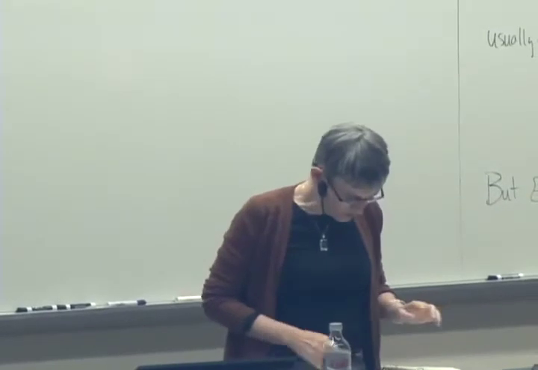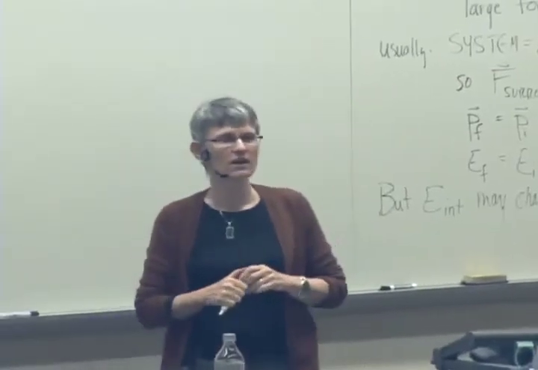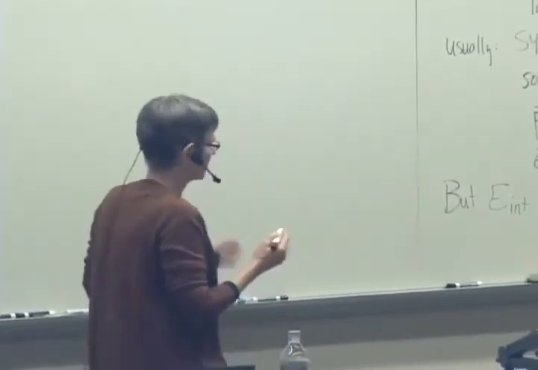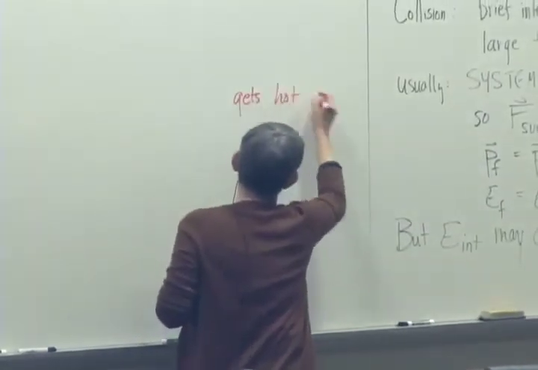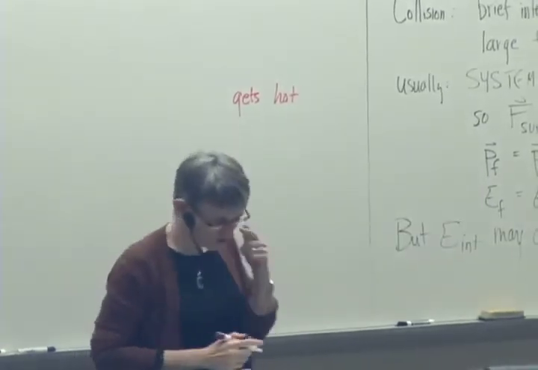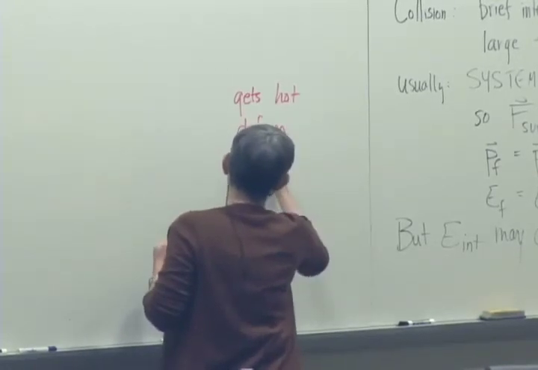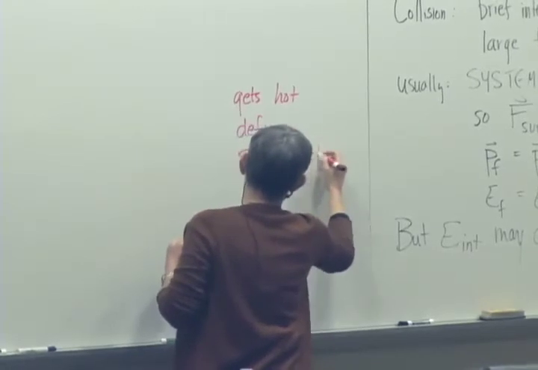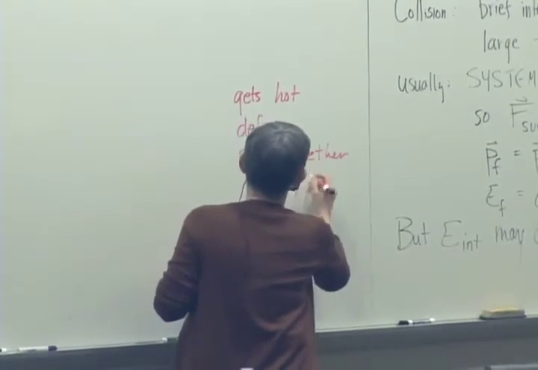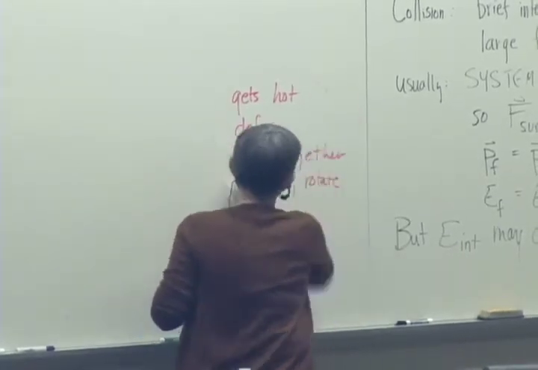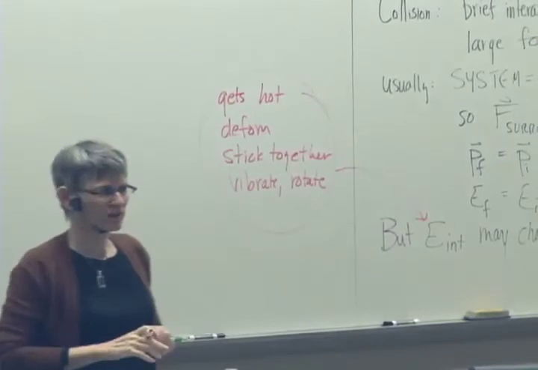There's not exactly a prescription, but some of the things that are an indication that internal energy of a system is changing is it gets hot, so thermal energy increases. Things could deform. Things could stick together. Things could vibrate or rotate. So these are all things that reflect a change of internal energy.